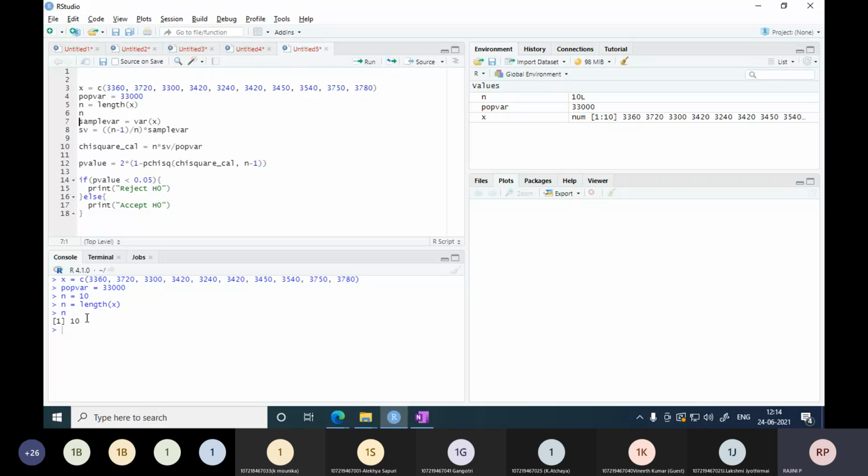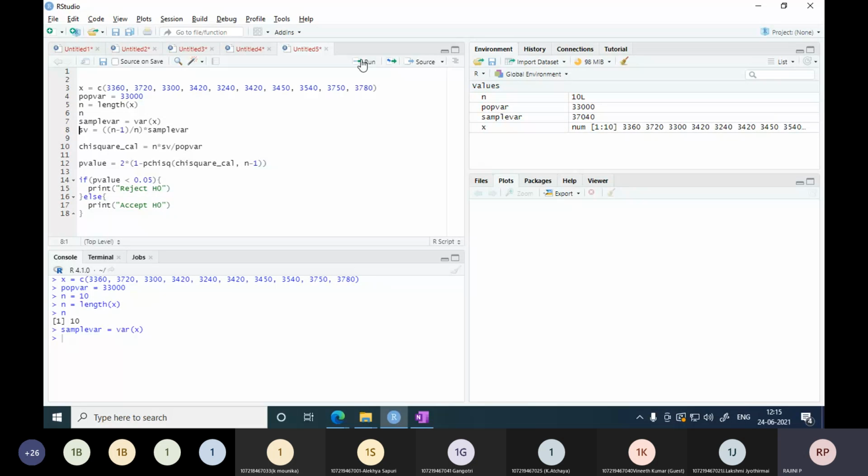Is it clear? Yes, ma'am. If there are so many values and you cannot count them, then use the function length of x, which will give you the number of observations in x. Okay. And then the sample variance got calculated.